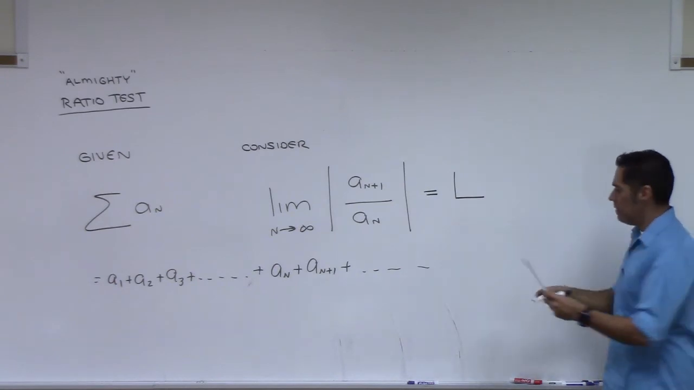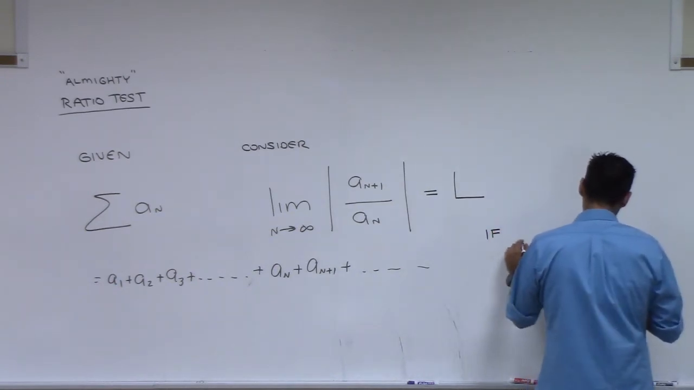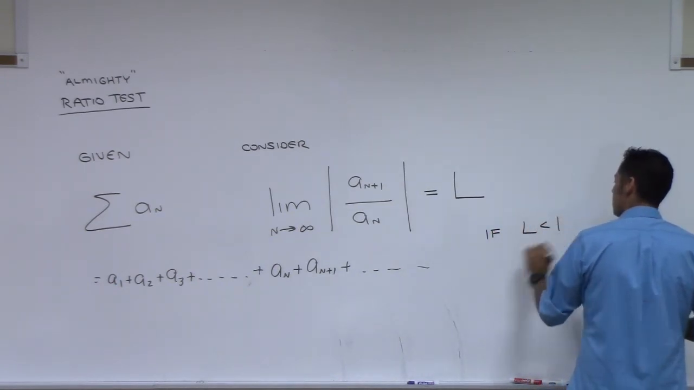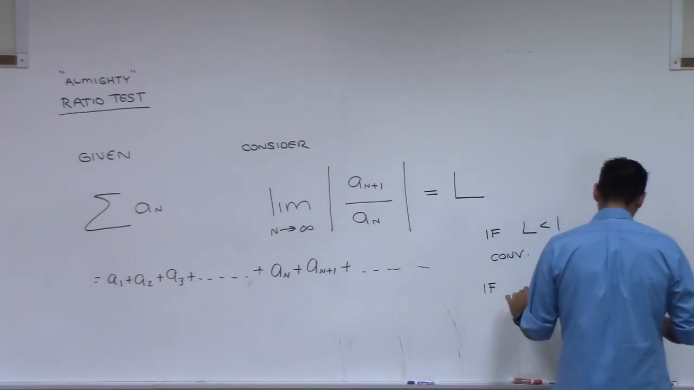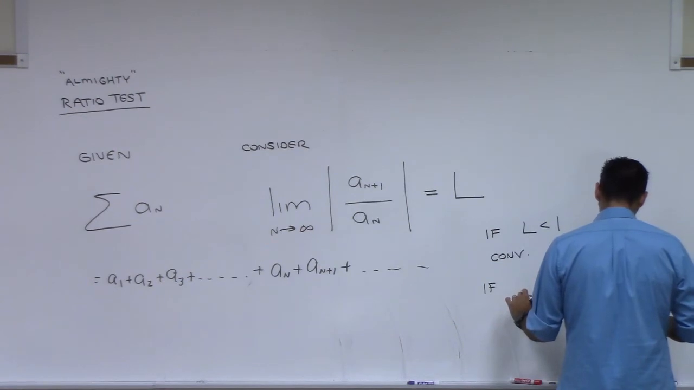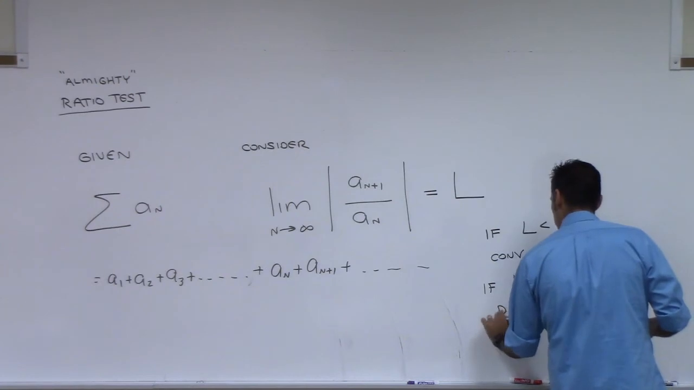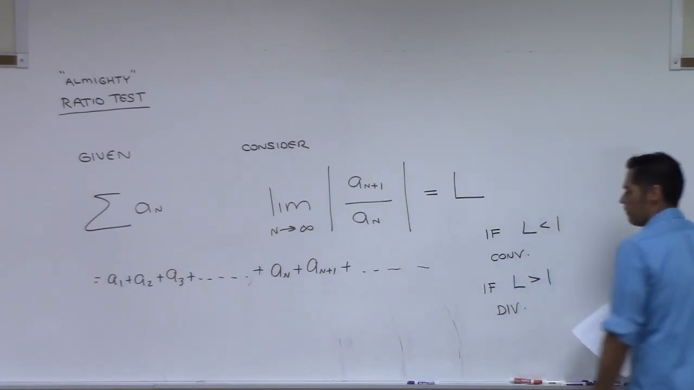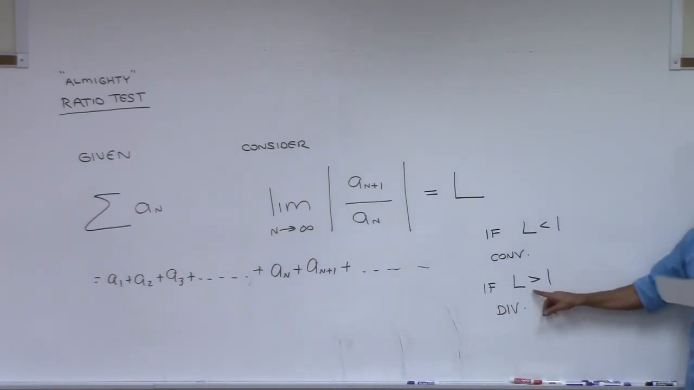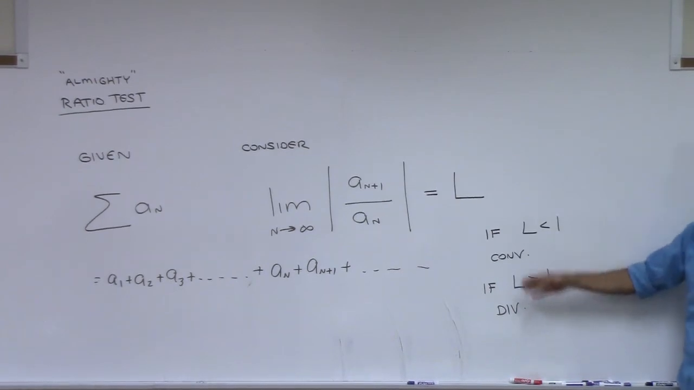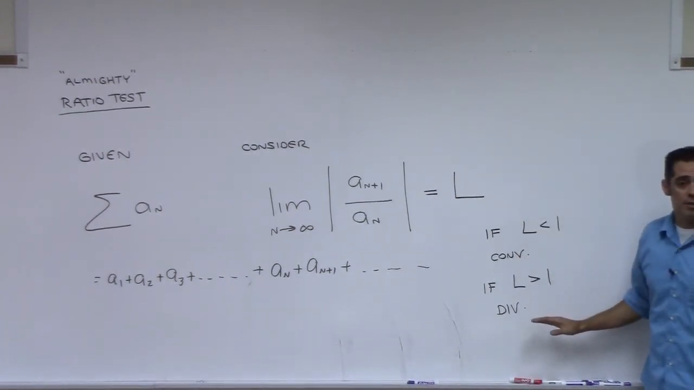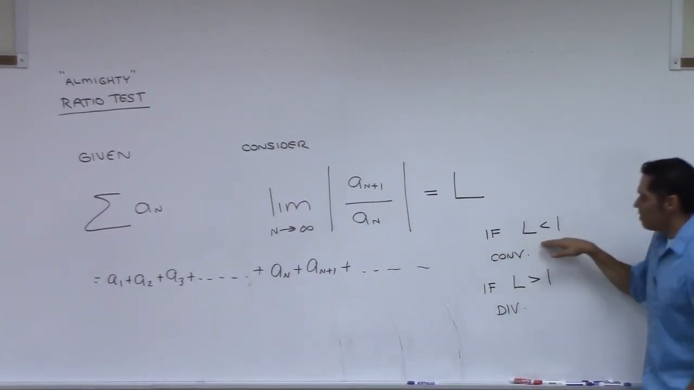And if the L is less than 1, we get convergence. And if L is greater than 1, we get divergence. And when it says greater than 1, it even says there or infinity. So if this limit is infinite, you get divergence. If the limit is 2, you get divergence. If the limit is less than 1, you get convergence.